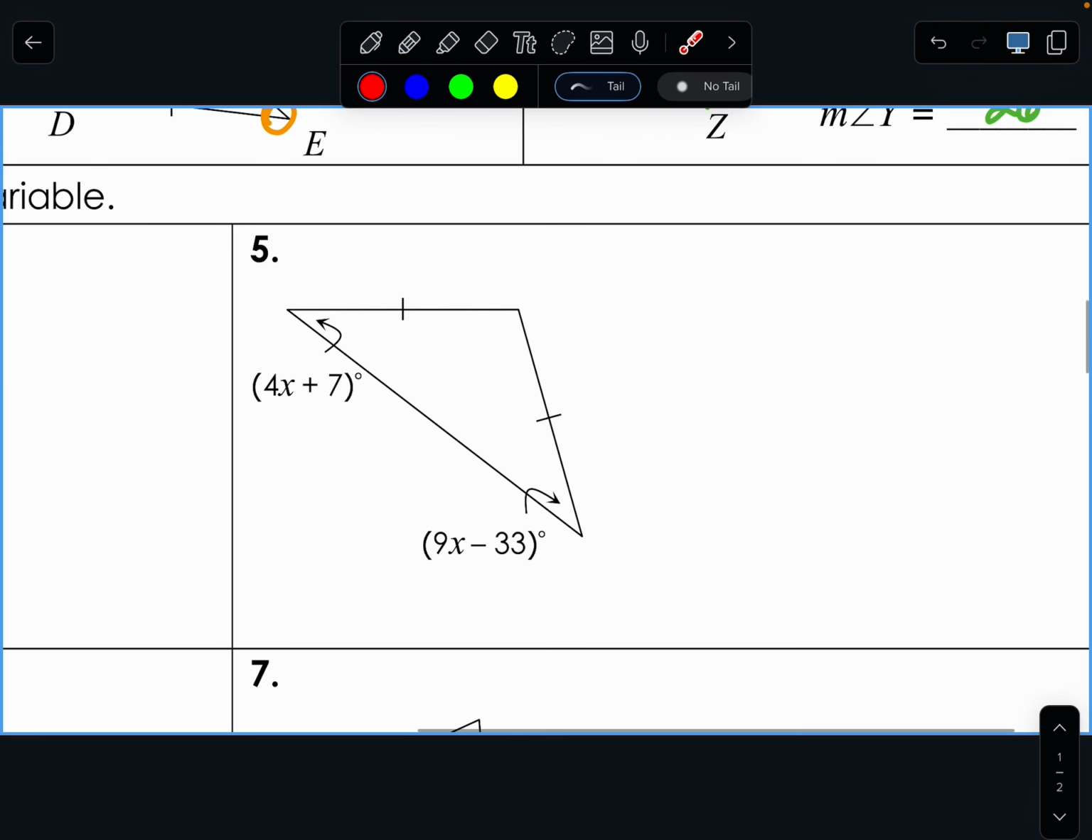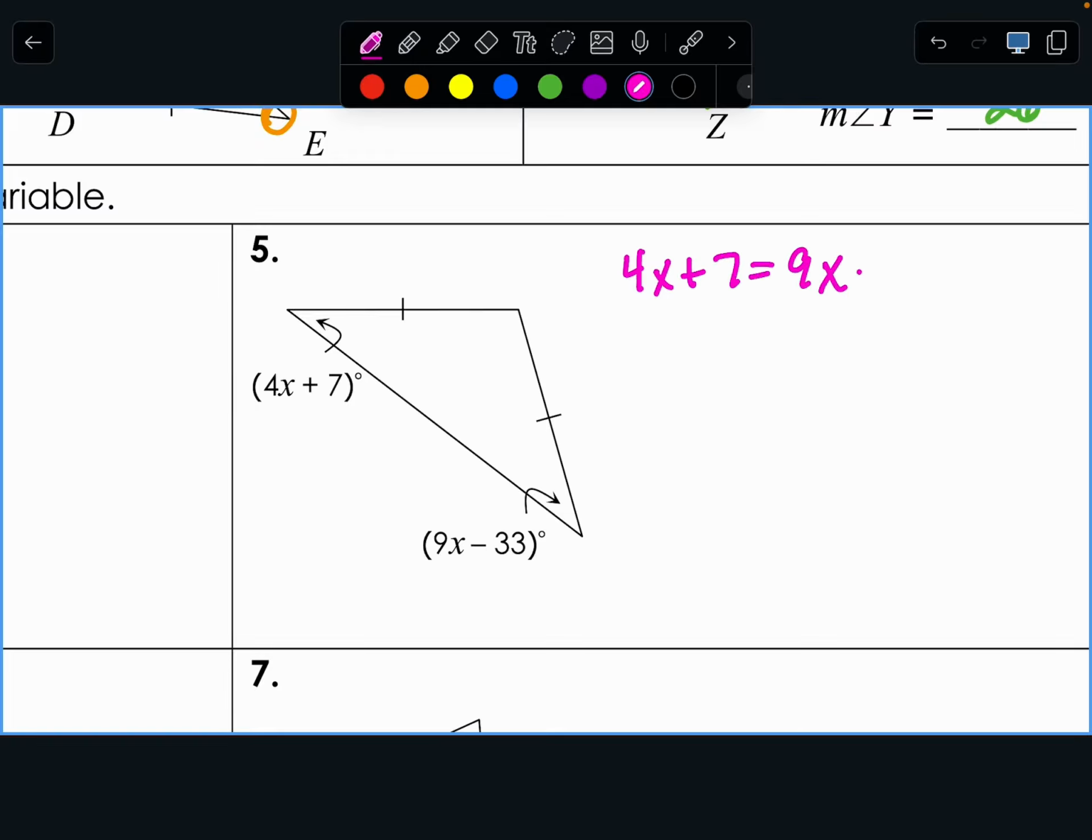How about this one? 4x plus 7 equals 9x minus 13. Again, because these sides are congruent, so are these angles. That's the only way you know that is if you understand that property. Because if I draw this triangle and put 3x and 2x minus 9, you can't do anything. I've given you no information about that triangle. Nothing's marked congruent, nothing's marked the same.